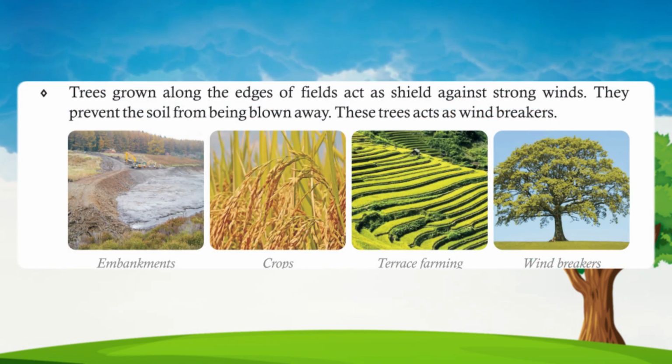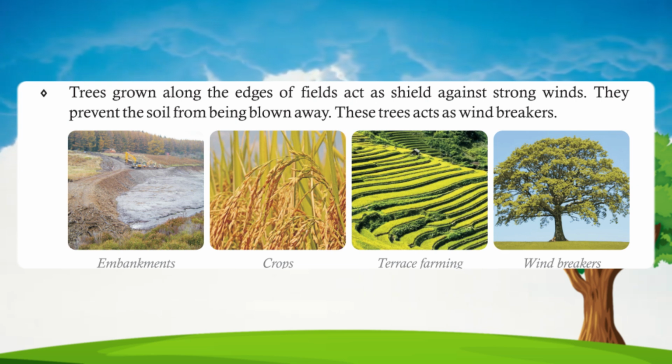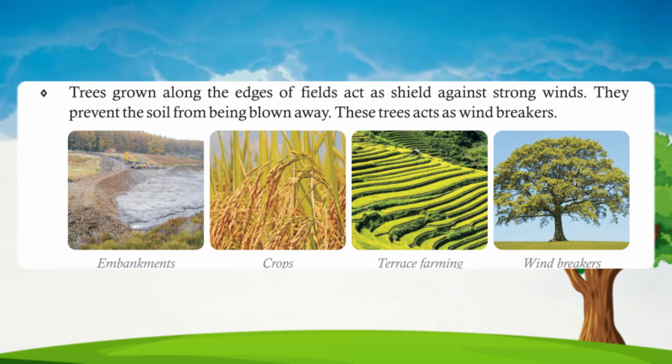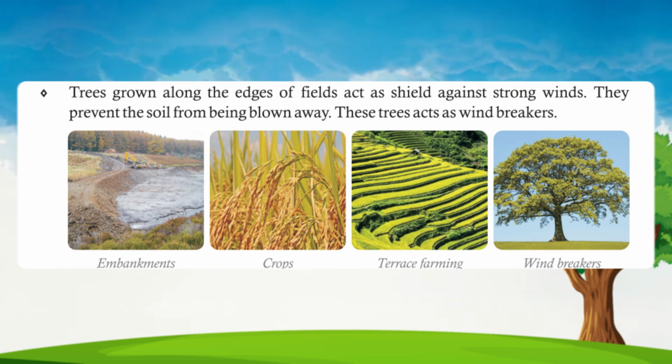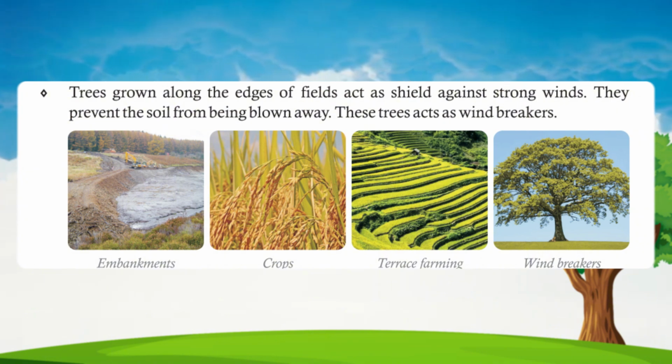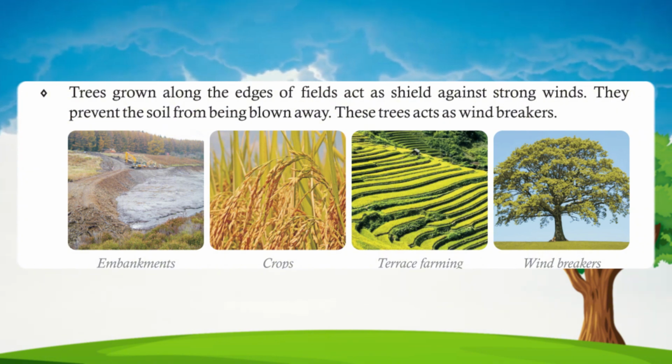Trees grown along the edges of fields act as a shield against strong winds. They prevent the soil from being blown away. These trees act as windbreakers.